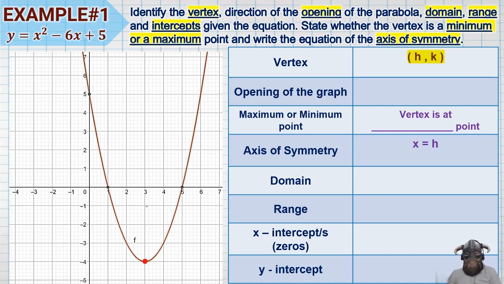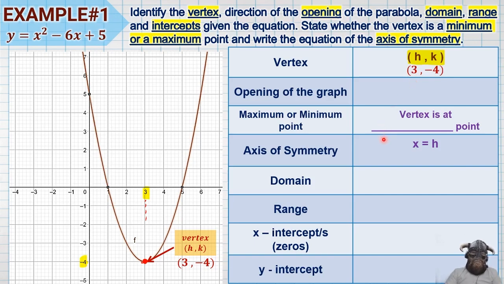Define lang natin yung x value niya is positive 3. Yan, naka-align siya doon. Then, yung y value niya is negative 4. So, ito yung vertex natin. It is now HK, wherein it is equivalent to 3, negative 4. So, yan na yung ating vertex. Now, lagay natin siya dito sa ating table. So, H is positive 3 and K is negative 4.